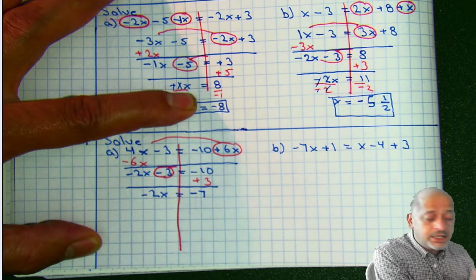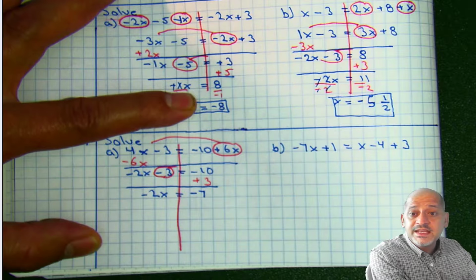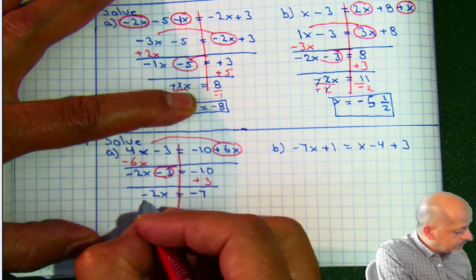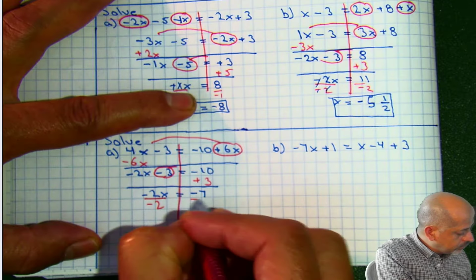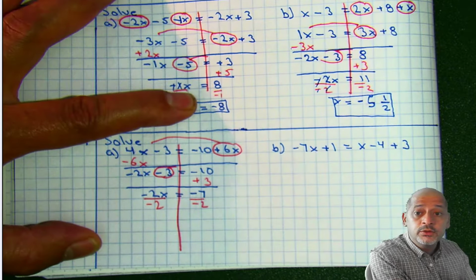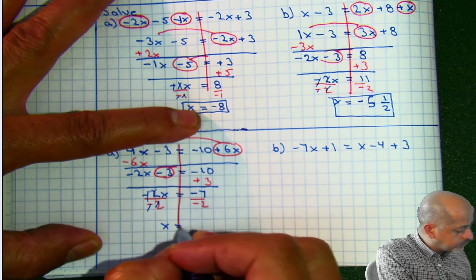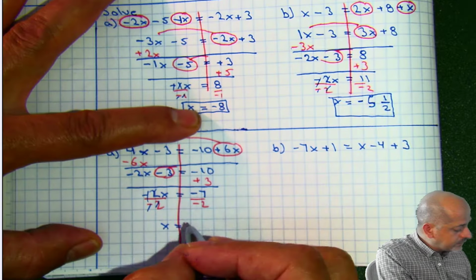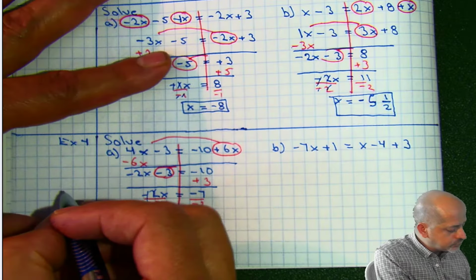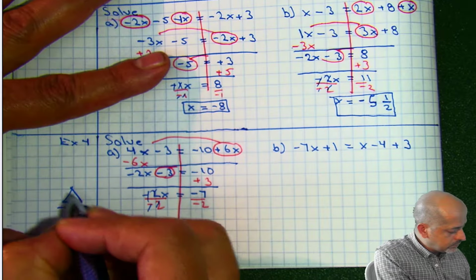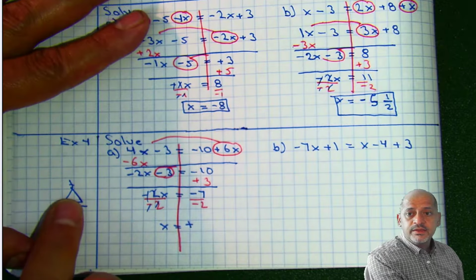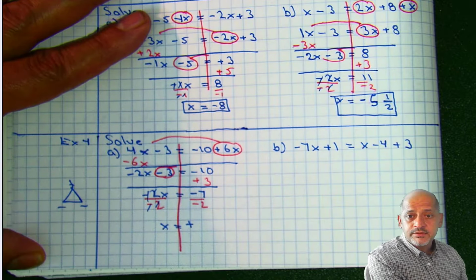Different signs, subtract, keep the sign of the bigger number. And the last step is to divide by negative 2. Not by 2, but by negative 2 because I want the 2 to cancel, but I also want the negative to cancel, so therefore x equals. Negative divided by negative is going to be a positive because we are using the triangle. And negative divided by negative gives me a positive.